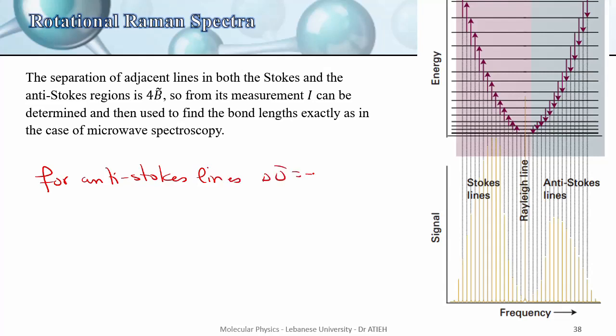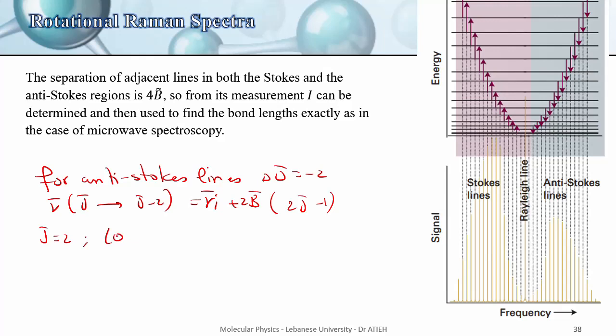delta J is equal to minus 2, and we have found that nu bar, when the molecule goes from J to a lower level J minus 2, is equal to nu I bar plus 2B bar times (2J minus 1). We can't go for sure for J equals 0 because there's no level minus 2, so we start with J equals 2. If J equals 2, it corresponds to the variation from level 2 to level 0, and nu bar will be equal to nu I bar, substituting for J equals 2.